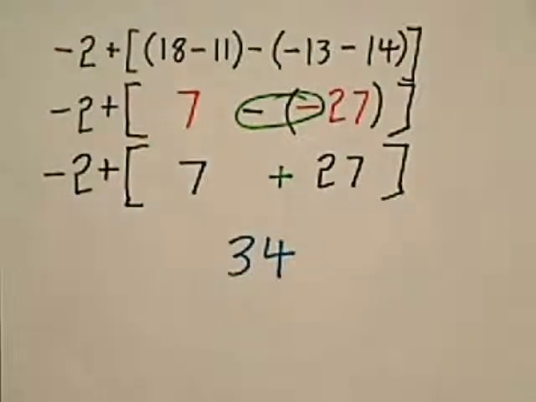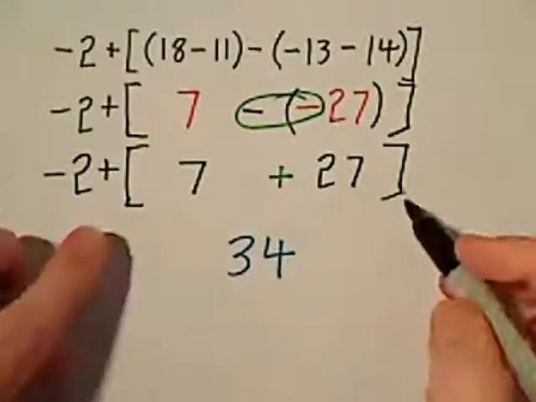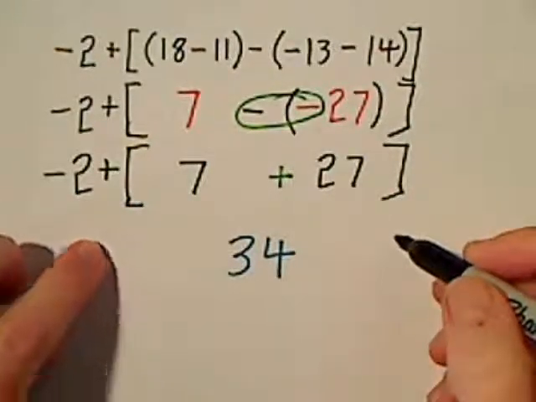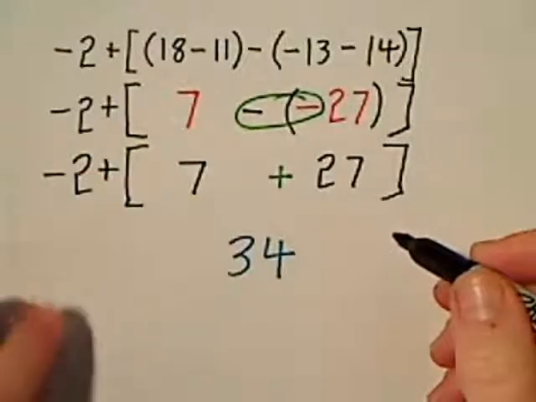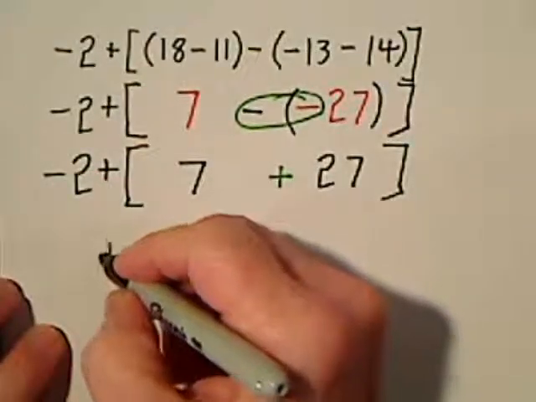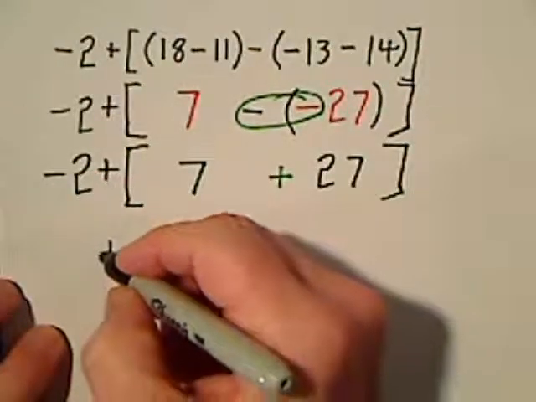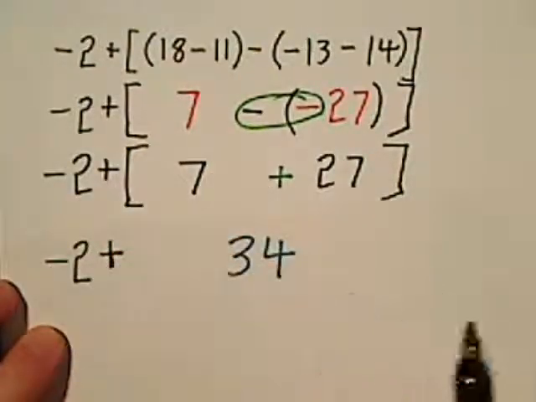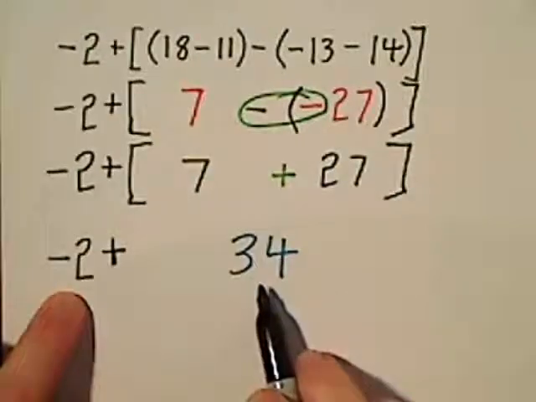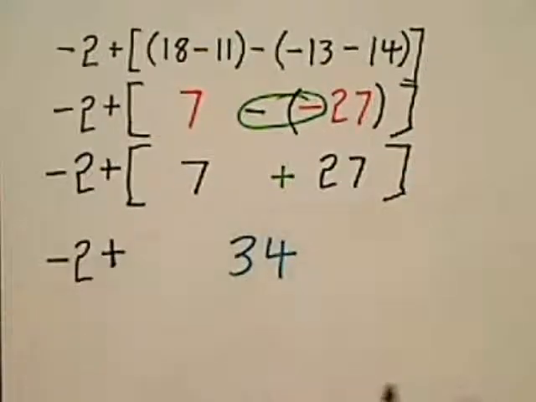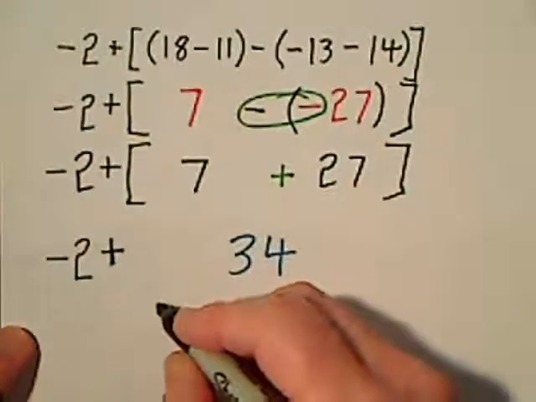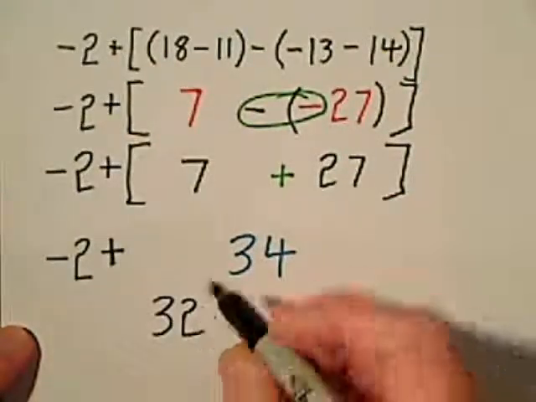Bring down whatever we haven't touched. These brackets, I really don't need them because all I'm going to bring down is this positive or plus, those words are interchangeable, and the negative 2. So I have a negative 2, a positive 34. When I combine them, I get a positive 32.